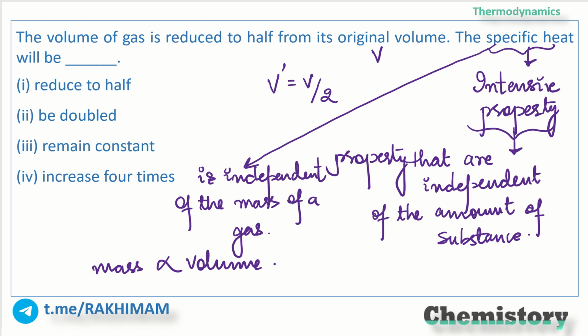So, with the volume of a gas reduced to half from its original volume, the specific heat will remain constant. Specific heat is an intensive property. It remains constant when the volume is reduced because this property is independent of the amount of the substance. If it is independent of the mass, and mass is directly proportional to volume, obviously it won't have any effect. So specific heat will remain constant. Specific heat of a gas is an intensive property, hence it remains constant when the volume is reduced. That is absolutely fine. So option number 3 is the right answer to the question.